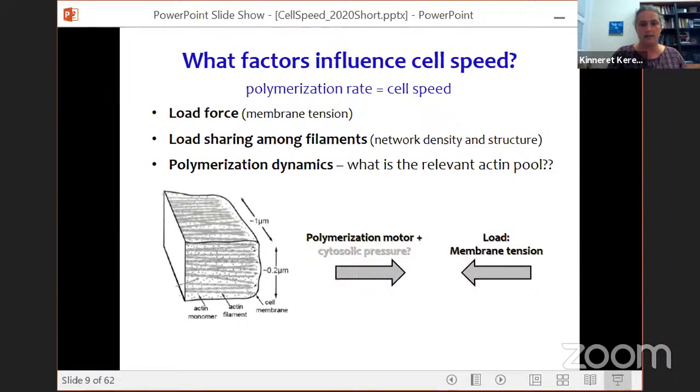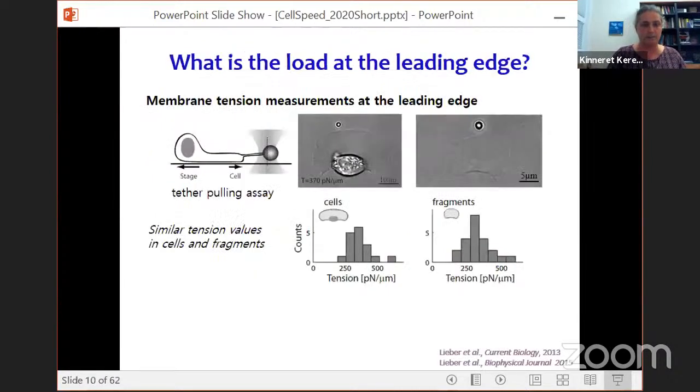So let's look at what we can say about these different factors. What's the load that the membrane is generating? This depends on the tension in the membrane, and we can measure that using a tether pulling assay. These are experiments done a while back in my lab where we take a bead and pull it with optical tweezers to pull a tether from the membrane of a motile cell. And from the force on this tether, we can extract the membrane tension.